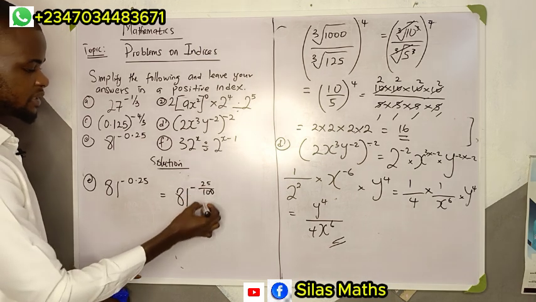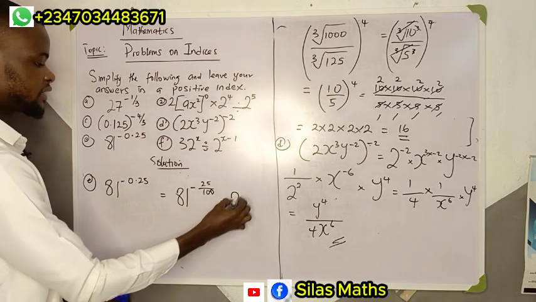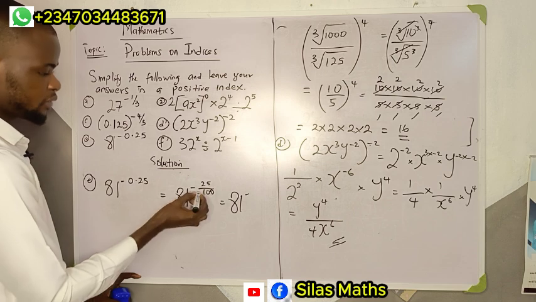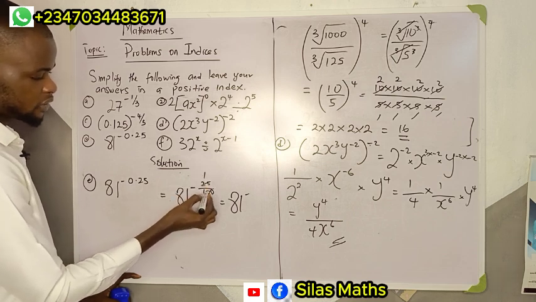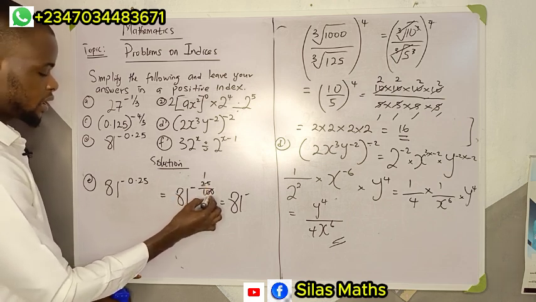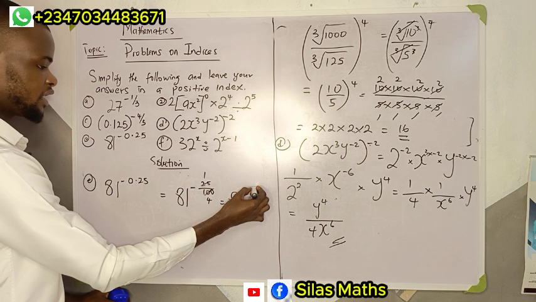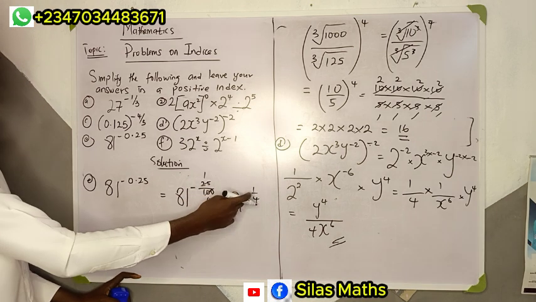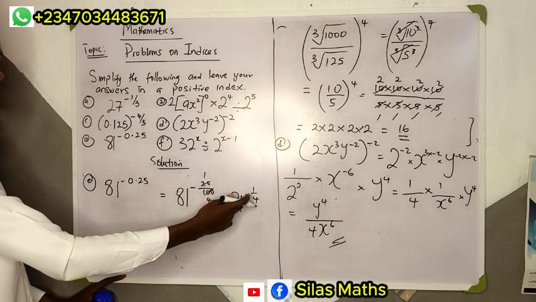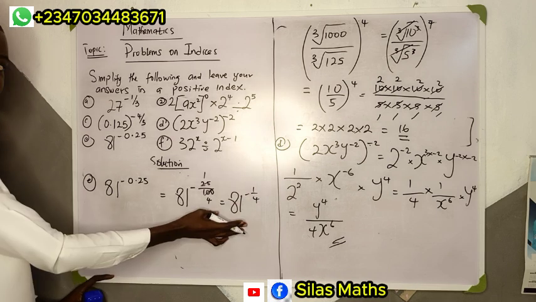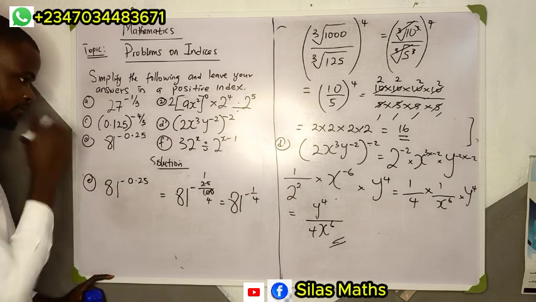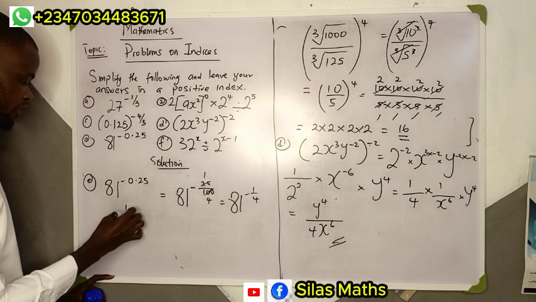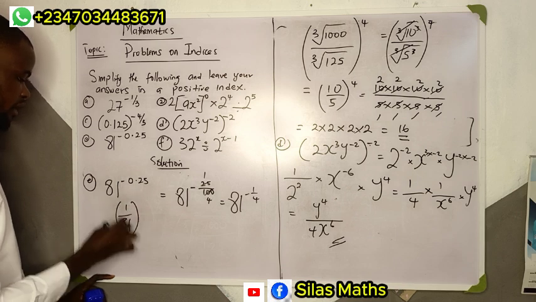I can reduce this to the simplest form. Reducing that to the simplest form, I have 81 to the power of negative, 25 into 100 is going to give us 4. So that will give me negative 1 over 4. Right, so simplifying for that, to remove the negative index or the negative power, we go ahead and take the reciprocal of this, and that will give me 1 over 81 all to the power of 1 over 4.